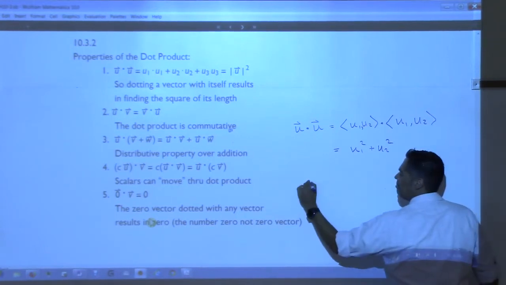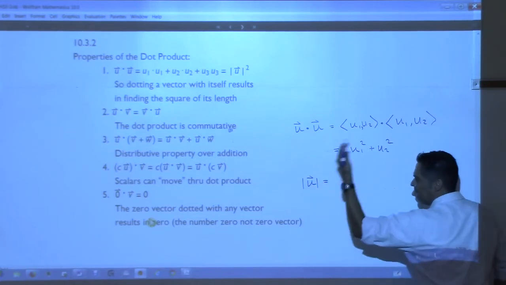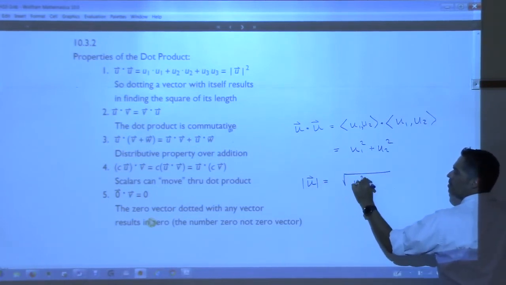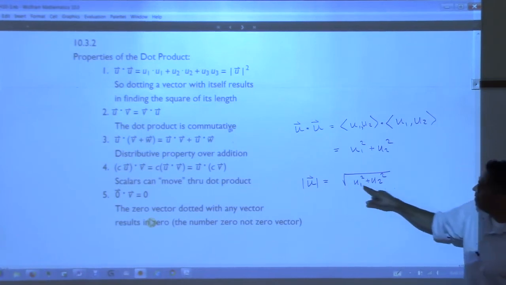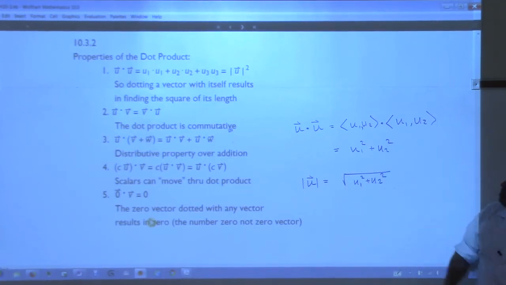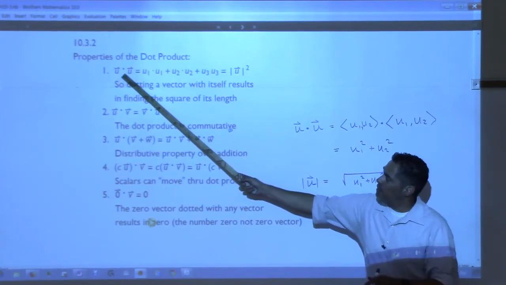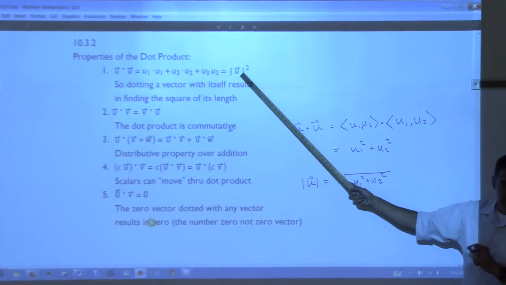But then what's the magnitude? What would be the magnitude of u? We looked at that earlier. That's the square root of u1 squared plus u2 squared, right? So these aren't the same, right? But if I square this, they're the same. So that's where this property comes from. The dot product of a vector with itself is equal to the length of the vector squared.